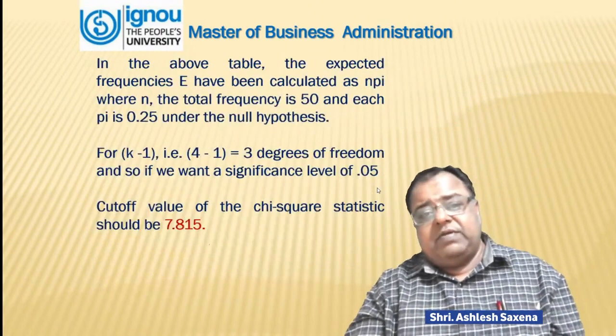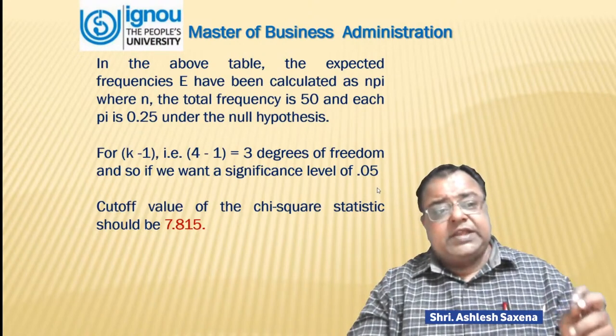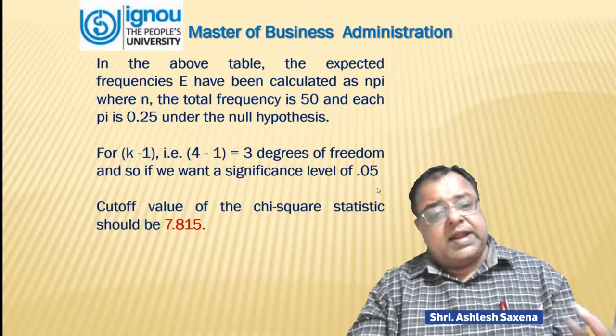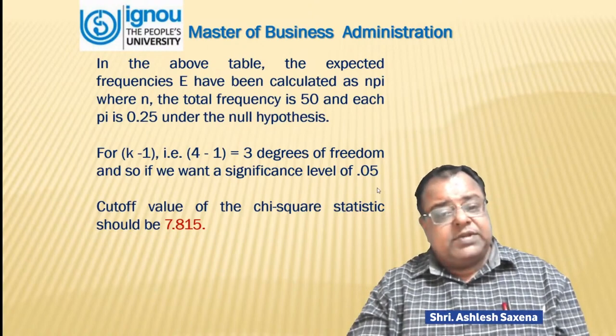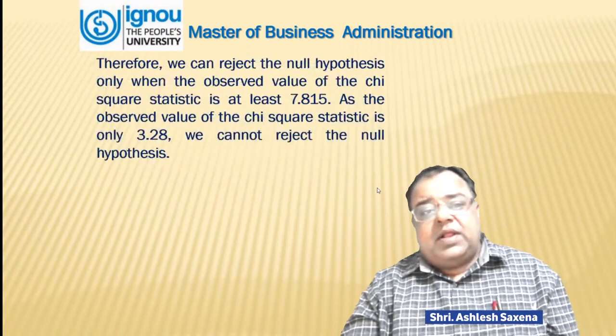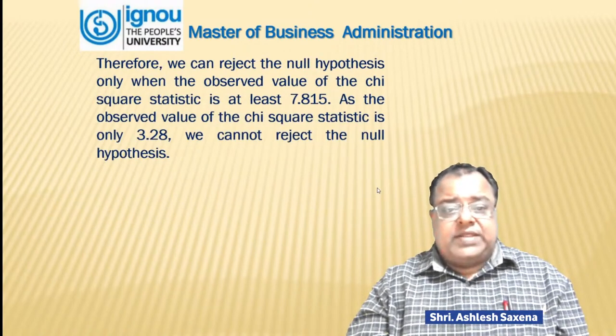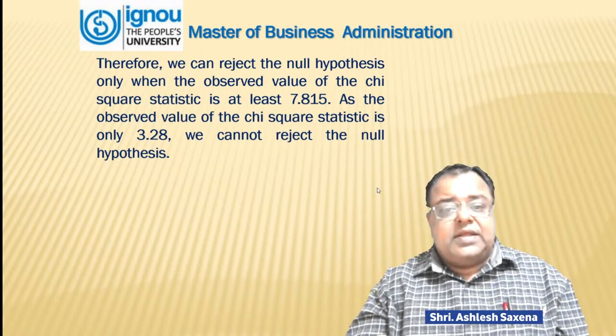In the above table, the expected frequency E can be calculated as N times pi, where N, the total frequency, is 50, and each pi is 0.25 under the null hypothesis. We have K equal to 4, which means the degree of freedom will be 3, and the significance level is 0.05. The cutoff value of the chi-square statistic should be 7.815. Therefore, we can reject the null hypothesis only when the observed value of the chi-square statistic is at least 7.815. As the observed value of the chi-square statistic is only 3.28, we cannot reject the null hypothesis.